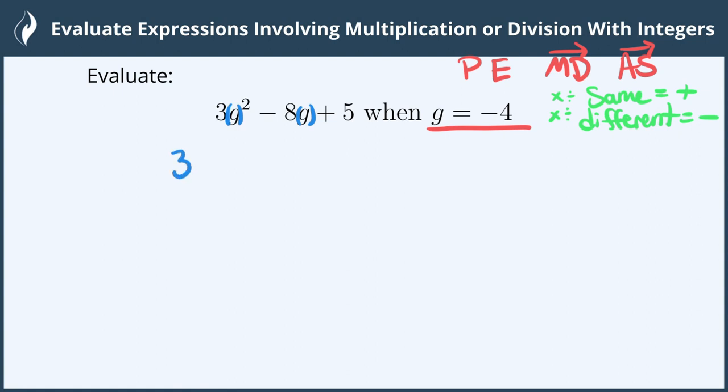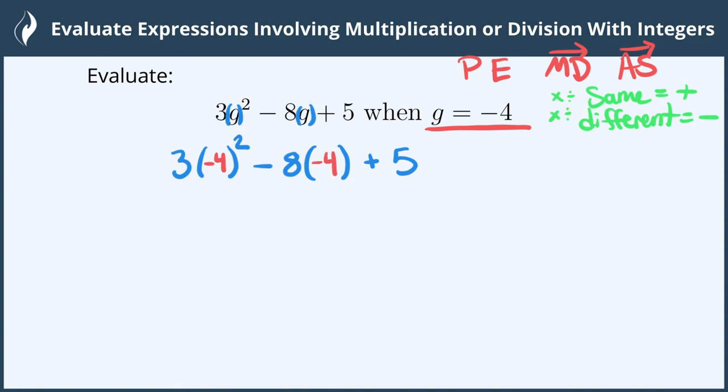So let's rewrite this as 3, parentheses where the g used to be, and squared. You'll note that this means that the g and only the g is squared, and that's exactly right. The 3 is not being squared. Then we have 8, set of parentheses, so this is keeping our operation of multiplication clearly defined as such, and plus 5. Now that we've rewritten our expression, we can go ahead and substitute -4 every time the g was there inside those parentheses. So we have -4 and -4.